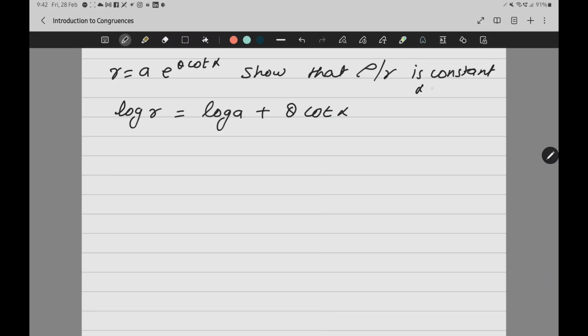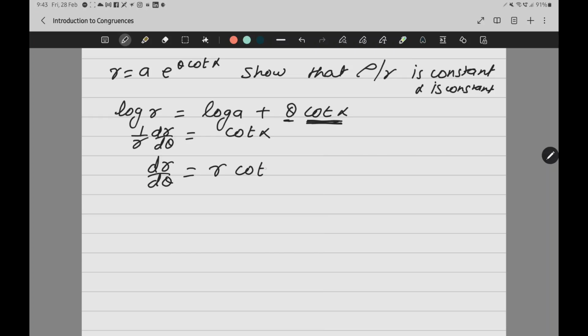Okay, and in this question alpha is constant. Always, even if they are not mentioning, you have to consider it constant because it is the equation between r and theta. So, a and alpha are constant, right? Now, differentiate it: 1 by r, dr by d theta is equal to log a differentiation is 0. Now, see, this is a constant. Don't make this mistake of differentiating it. So, cot alpha will remain cot alpha and differentiation of theta is 1. So, I am left with only cot alpha. Okay. So, now dr by d theta is equal to r cot alpha. Implies r1 is equal to r cot alpha.